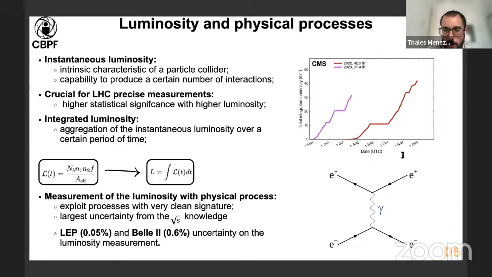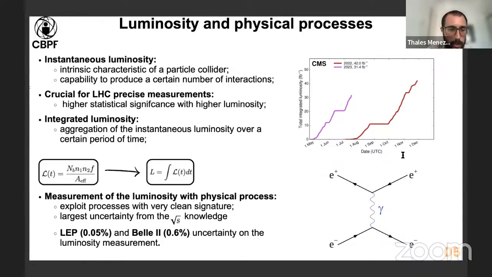But there are several ways to measure that luminosity, and one which is quite interesting is to perform this measurement with physical processes, which is very interesting in that we can exploit processes that have a very clean signature.